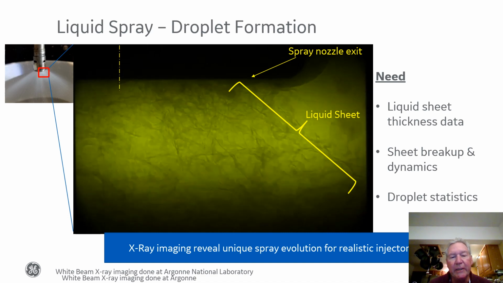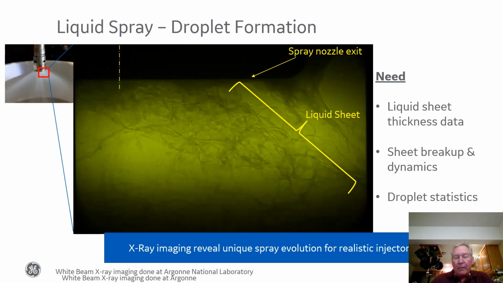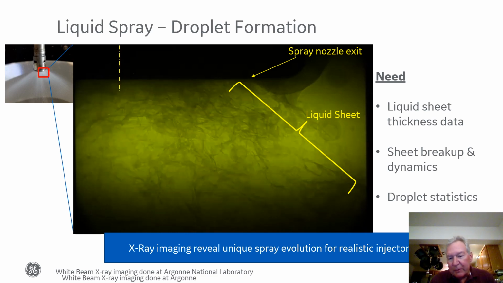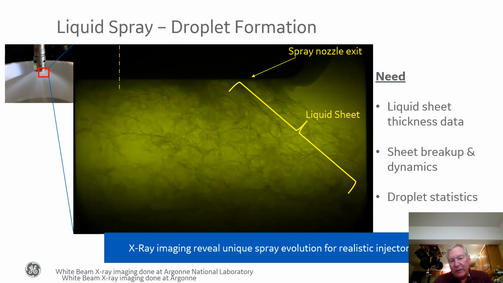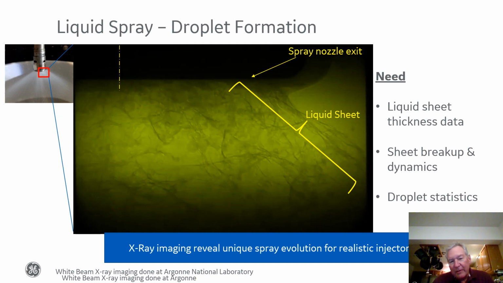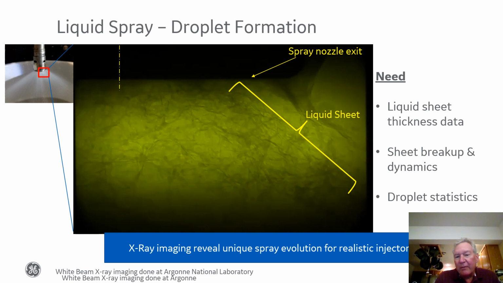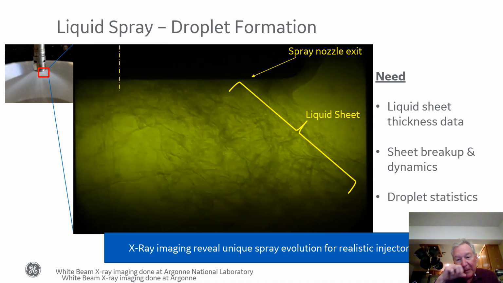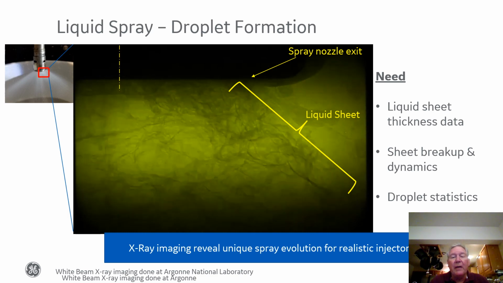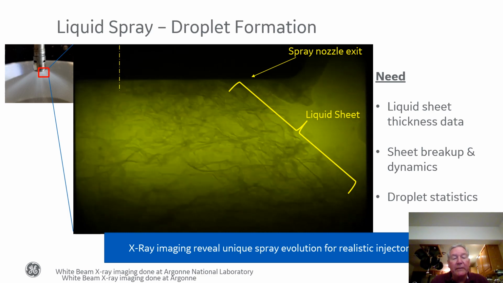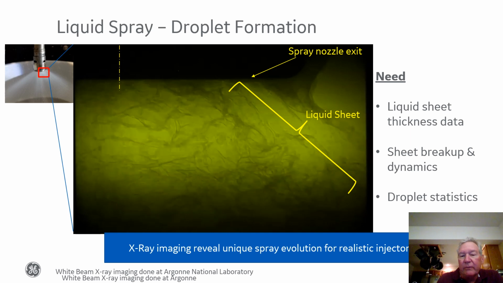So there is a liquid sheet that forms at the exit of that injector and then breaks into ligaments and finally droplets. So the physics of this process are important to understand for different designs. This kind of a measurement can offer liquid sheet thickness data and break up dynamics, and ultimately it would be useful to have droplet statistics also for validation data for our models.